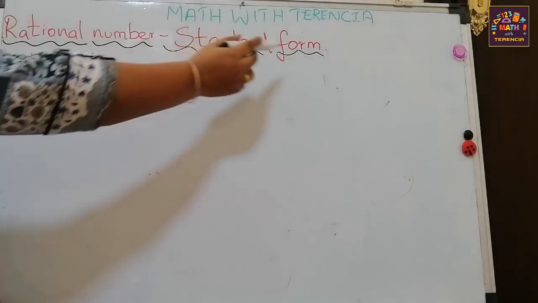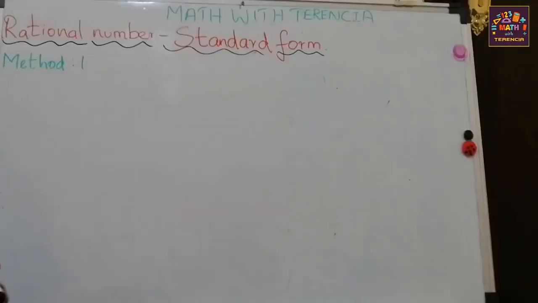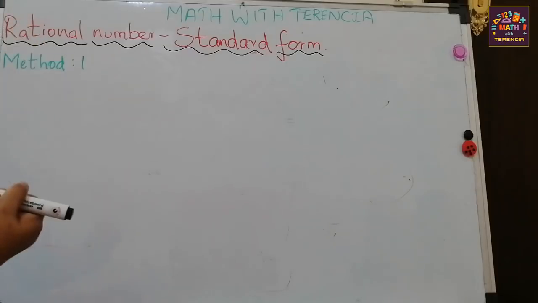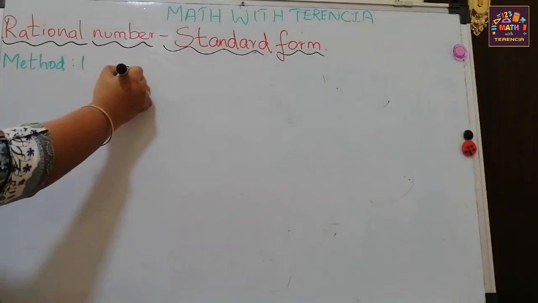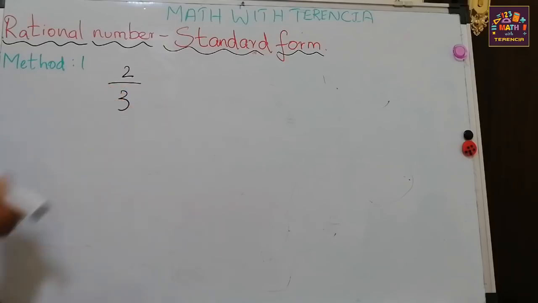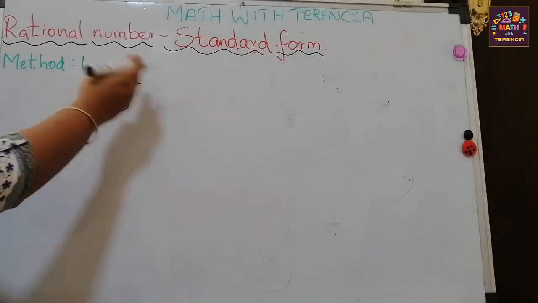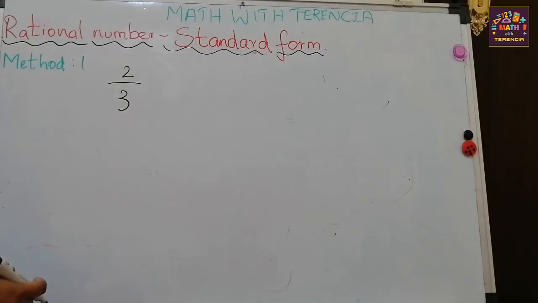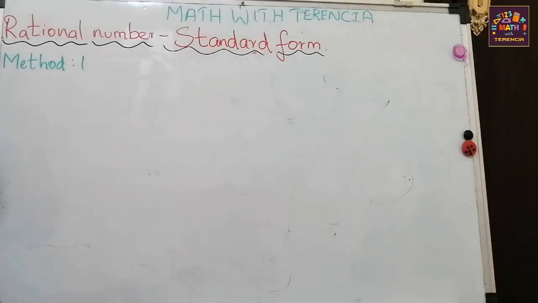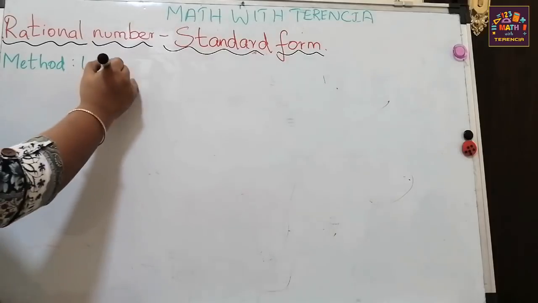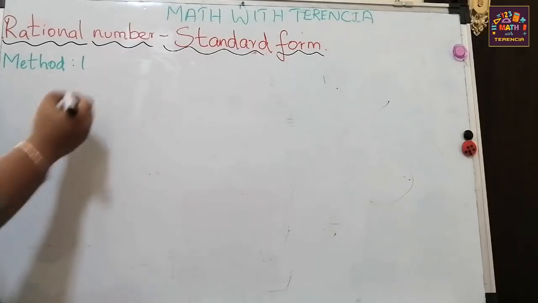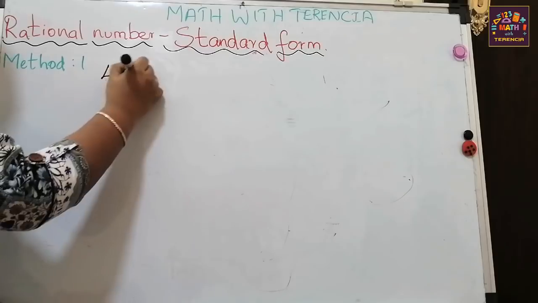Okay. What is standard form? We saw before what a standard form is. The number cannot be reduced further. That is, the common factor for both the numerator and the denominator of a rational number will be 1. We cannot divide both the numerator and the denominator further. So now here also we have two different methods. So let me consider one number.